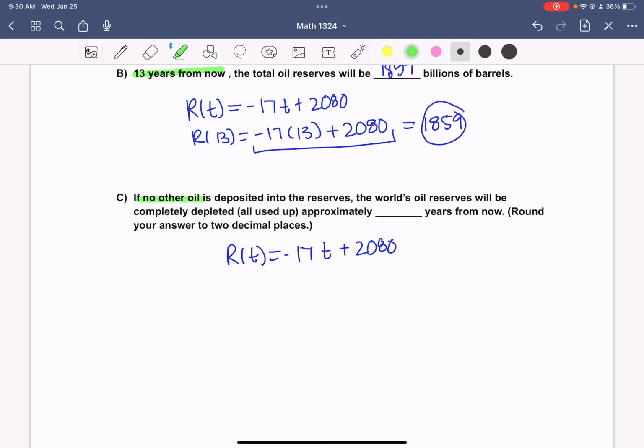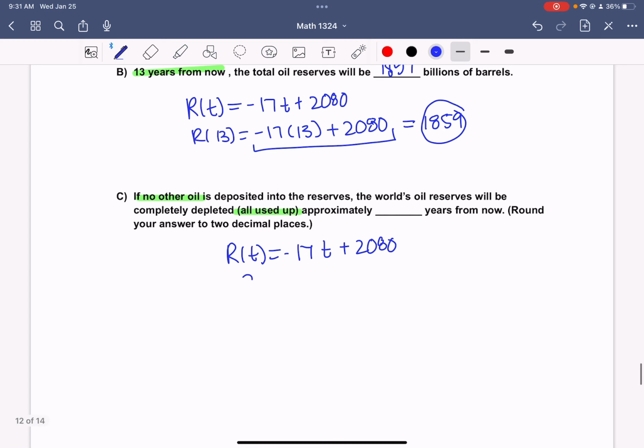So when all the oil is gone, so no other oil is being deposited, it's all used up, that means my result is going to be 0 over here. Again, we're taking a mathematical approach. We're not just guessing and checking. And then all I have to do is solve for t.